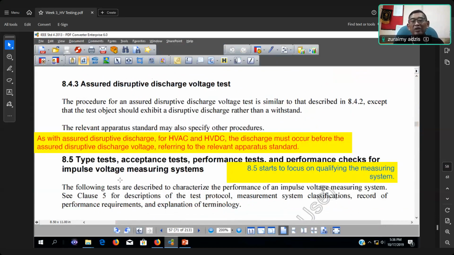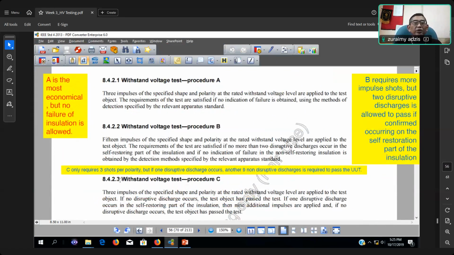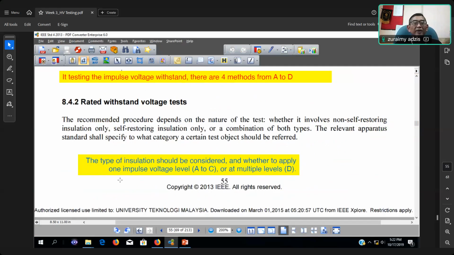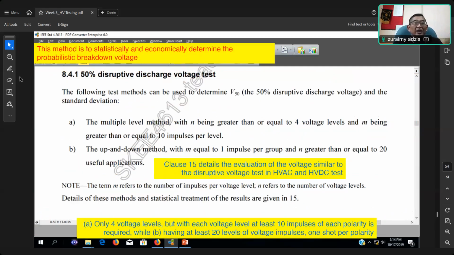See, it doesn't only discharge, it is disruptive. Okay, so now this part you have 4 procedures to choose from. So let's go with the first one. This method is to statistically and economically determine the probabilistic breakdown voltage, because V50 is the 50% disruptive discharge voltage.